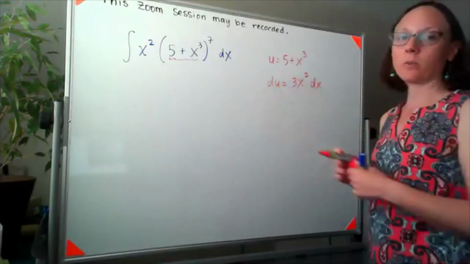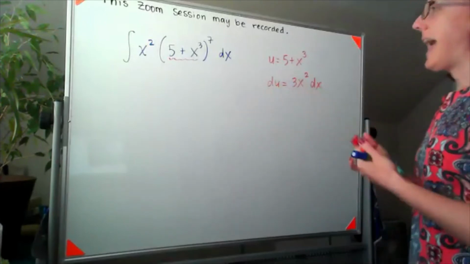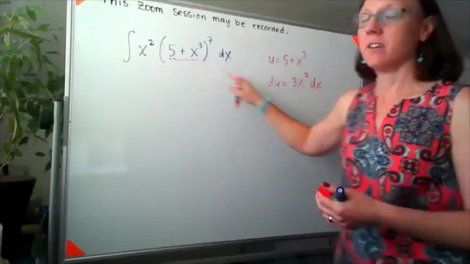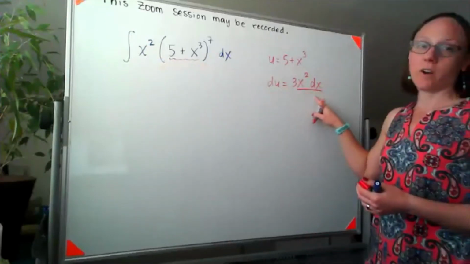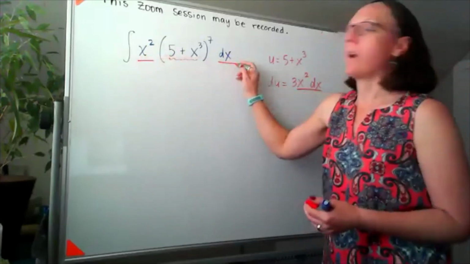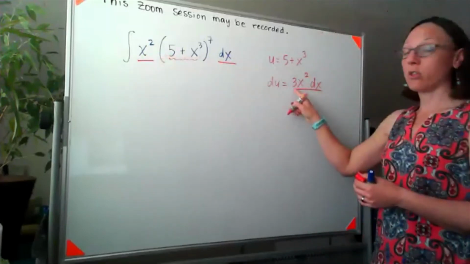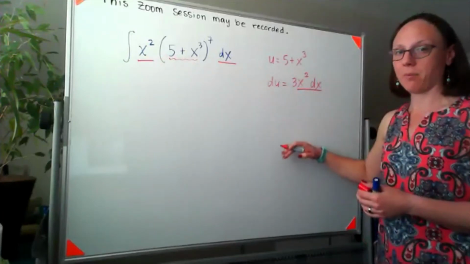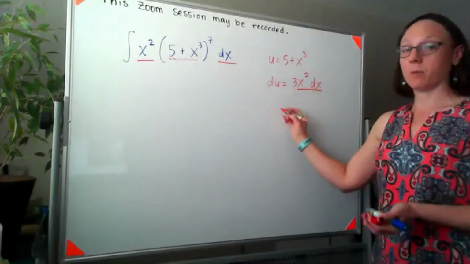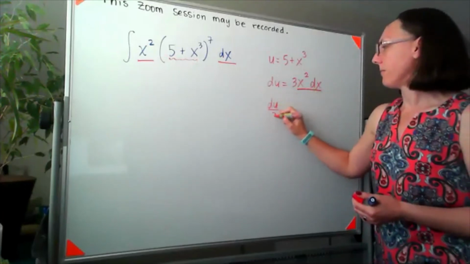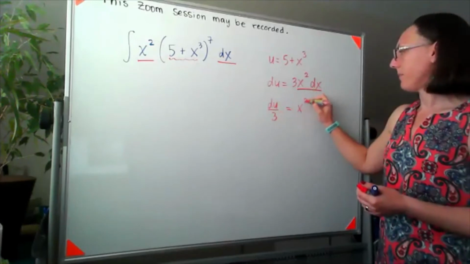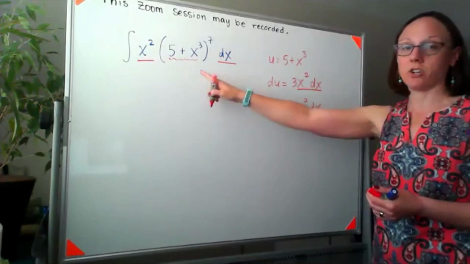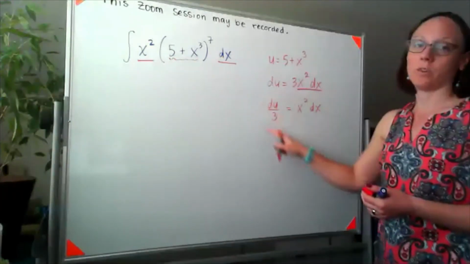Now I'm going to look back in the original problem, and the other parts sitting out here are an x squared and a dx. So I need to match up the x squared and the dx with the x squared and dx over here. That 3 I don't have in the original problem, so I'm going to take care of it in my vocabulary list. So I'm going to divide everything by 3. And now I can take the x squared dx from the original equation and replace it with du over 3.